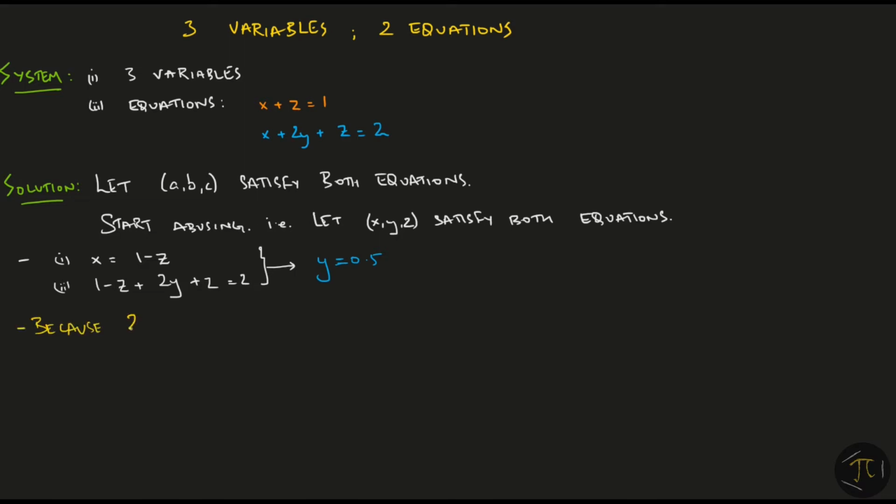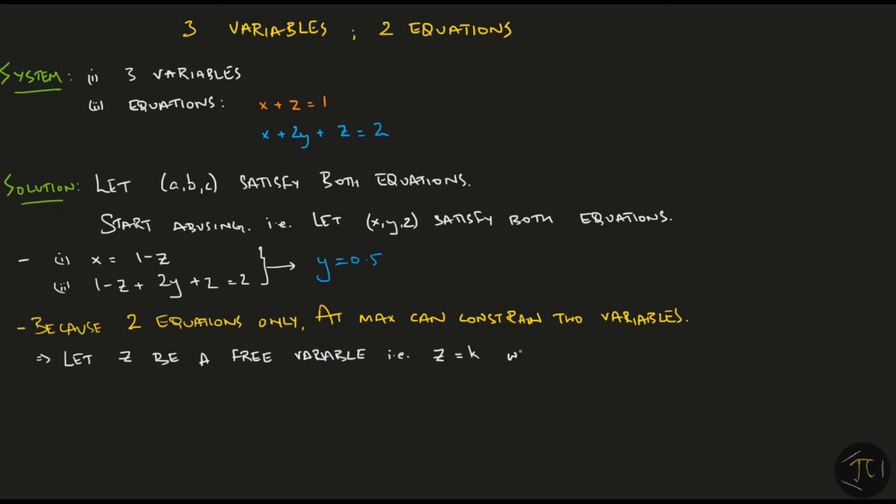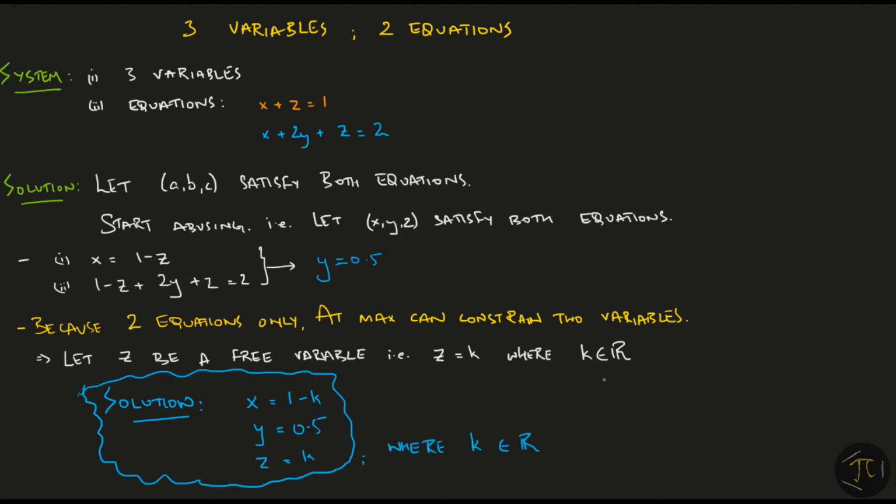Now because we have two equations only, at max they can constrain two variables. So we let z be a free variable, that is z is equal to k, where k takes all real values. Now we can write the complete solution in the following way. Some of these points in the solution can be found by taking a few values for k like 1, 2, 3. The corresponding coordinates can be calculated using the general solution we have already found. These infinite solutions constitute a line in R3 this time.